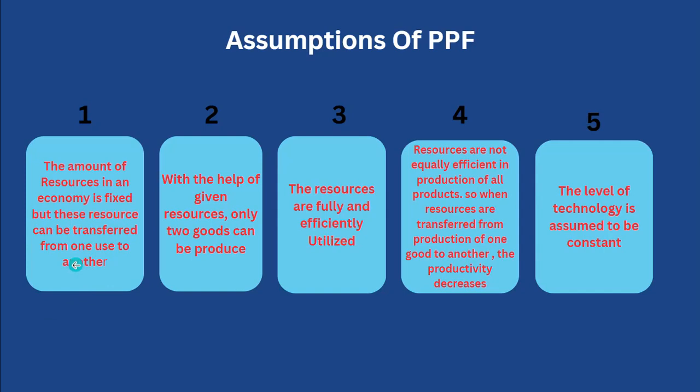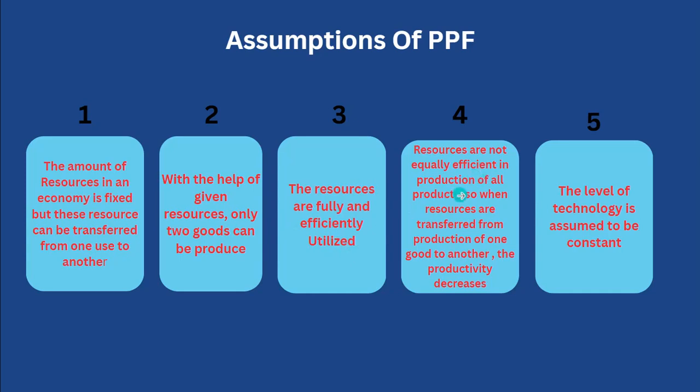One time you are producing wheat, next time you are going to produce rice, you can make that change, but the land is the same, the money, labor, everything is the same, right? You can transfer to another product. That is possible. The second point is, with the help of the given resources, only two goods can be produced. The production possibility curve is a combination of two goods only. Third, the resources are fully and efficiently utilized. You have to utilize the resources fully and efficiently.